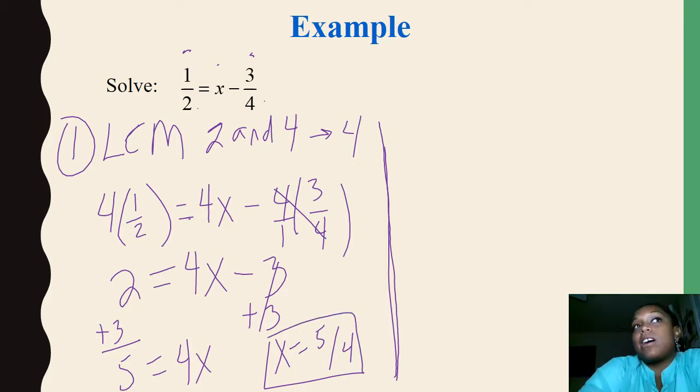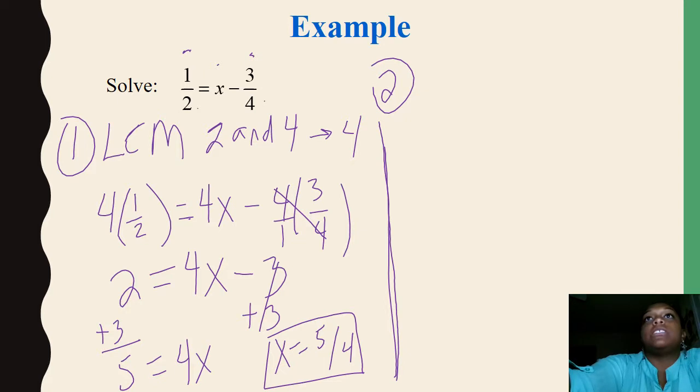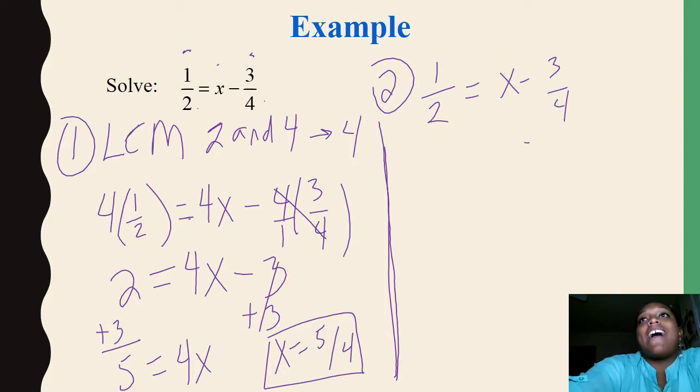Okay? So that's option 1. Option 2 is to work it just like any other equation without worrying about eliminating the fraction aspect of it. So if I have 1/2 equals x minus 3/4, I'm going to add 3/4 because it's already being subtracted, and the opposite of being subtracted is to add.